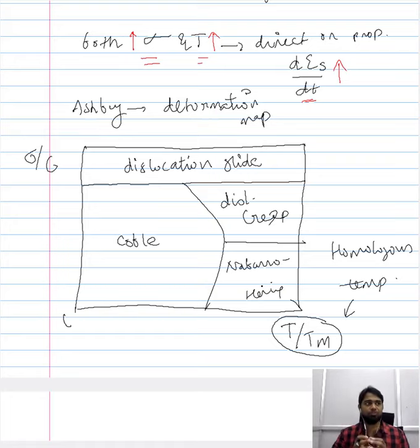So what Ashby's deformation map does is, it categorizes or sections a space that is created by the combination of stress and temperature. So you have created a space using the variables stress and temperature. This Ashby's map sections the space into different creep mechanisms that are operational for a given combination of stress and temperature. The stress we are using is normalized by the shear modulus, and the temperature we are using is normalized by the melting temperature of the material.